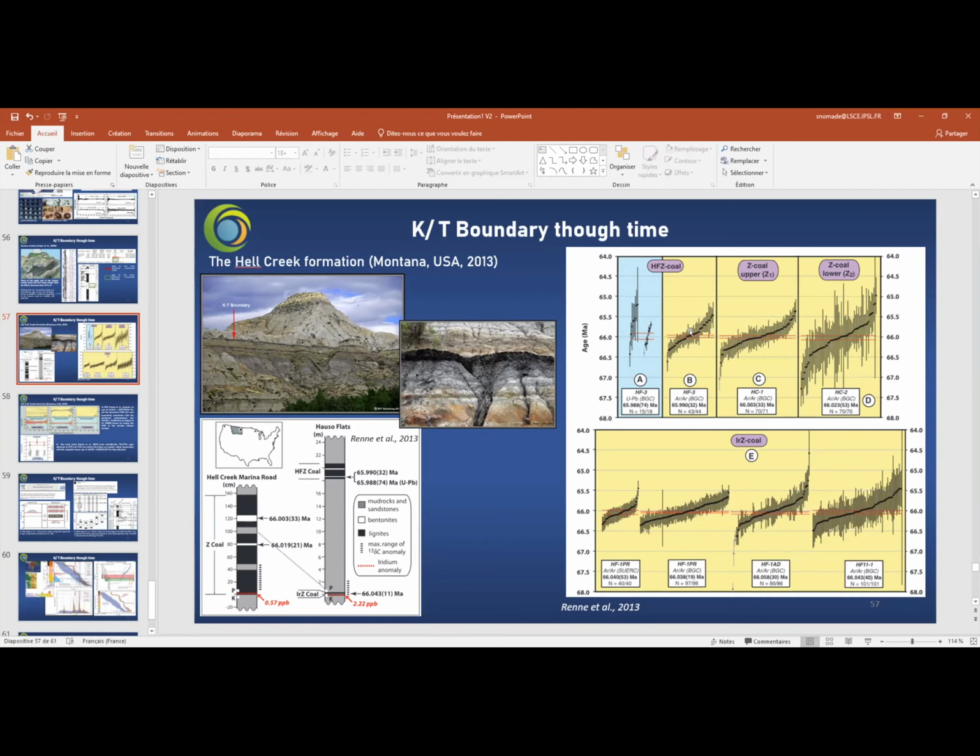We work at high resolution under the binocular, and so the grains we measure don't have any visual defects.